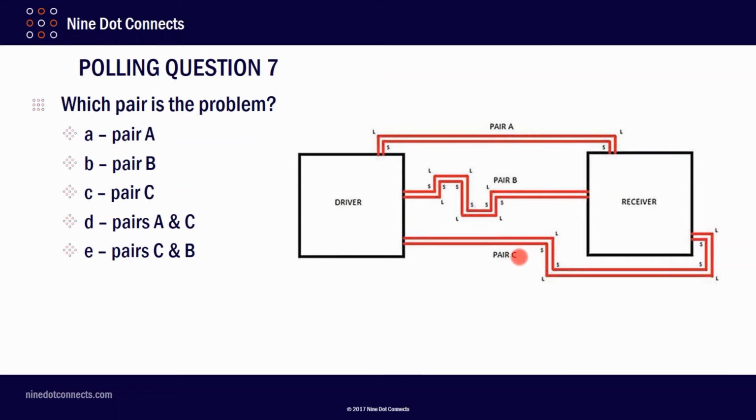Then you look at pair C, you'll notice that this long and this short is compensated for by this long and this short. So they balance out, they negate each other. So the net effect is you have exactly the same situation as you do in pair A.